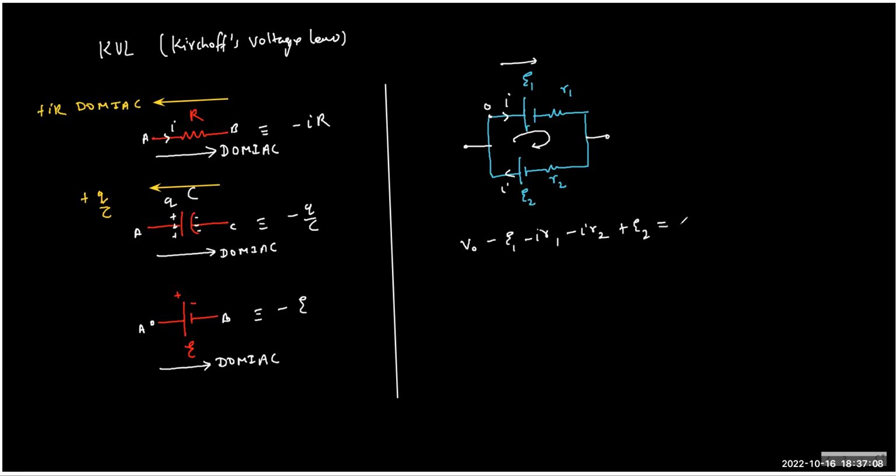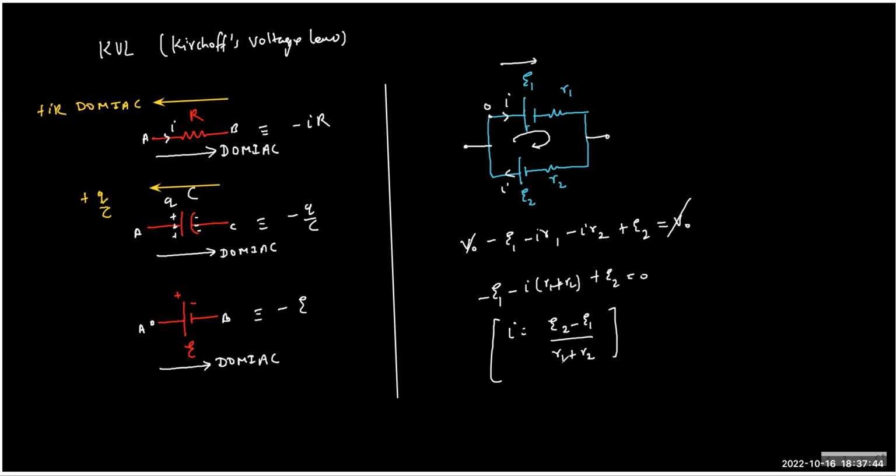After all these things, you're coming back to the same point, so VO gets cancelled. What you're getting is minus E1 minus IR1 minus IR2 plus E2 equals 0. I turns out to be E2 minus E1 upon R1 plus R2. This is your I.